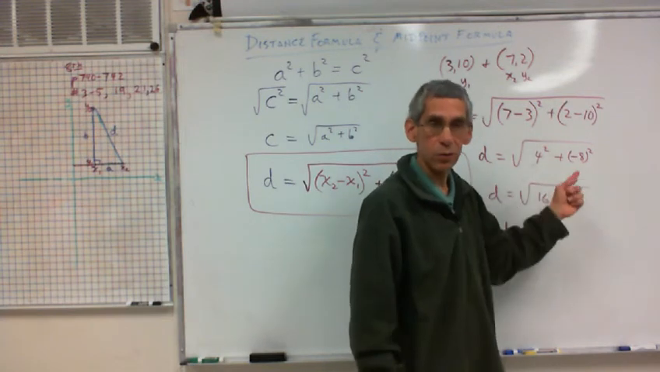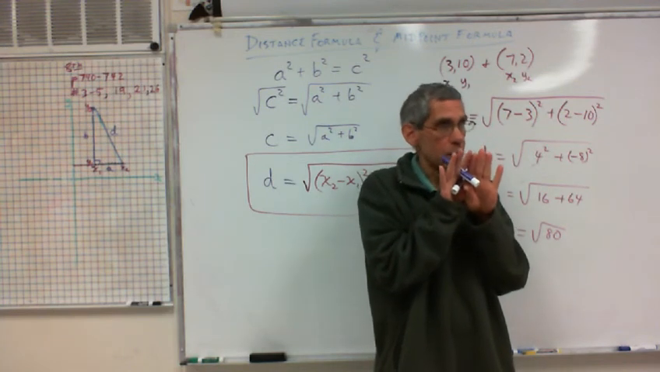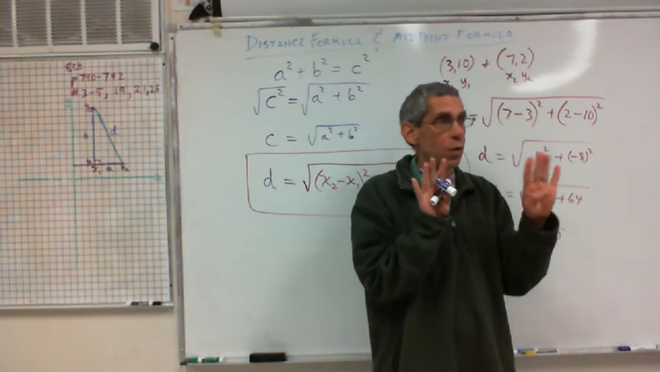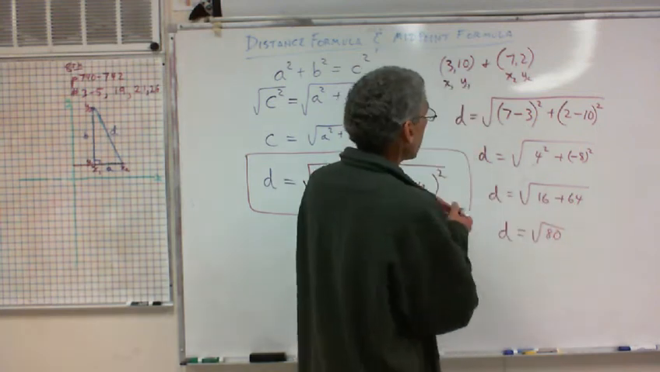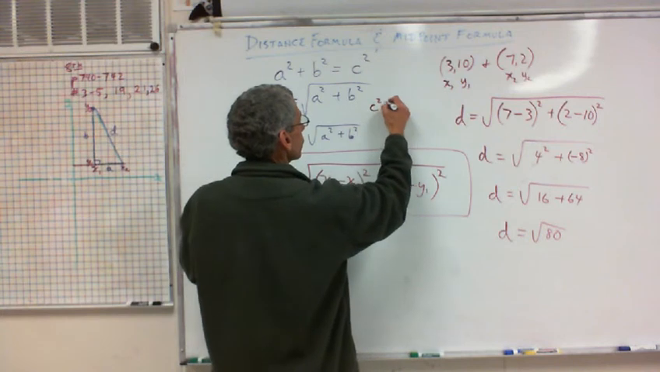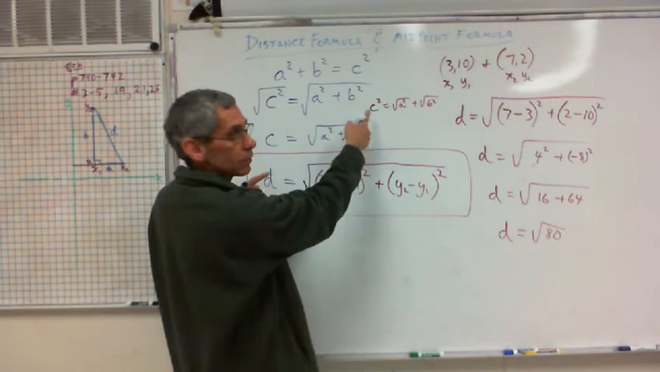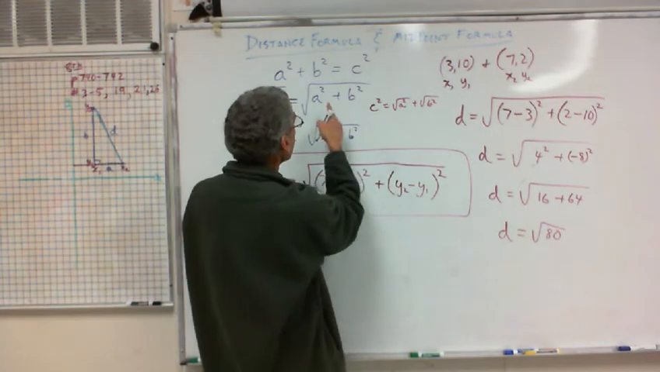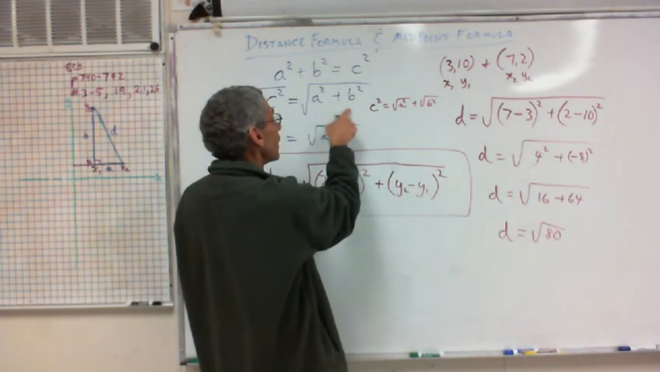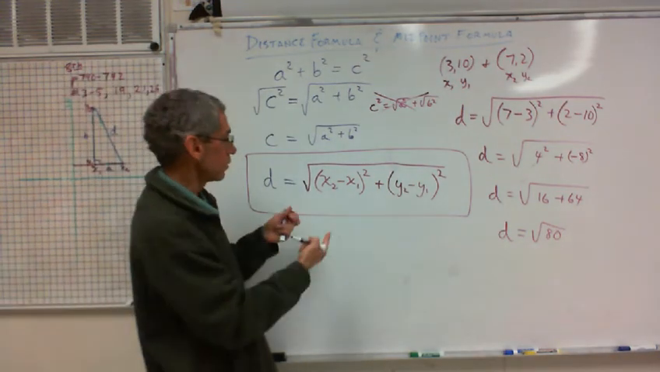The square root applies to things that are being multiplied or to a final value. But when you put a plus sign between two numbers, you can't take the square root of each one separately. This is not the same as saying c squared is equal to the square root of a squared plus the square root of b squared. It's the square root of the sum of these, not the square root of this plus the square root of this. Okay, does that make sense? So it's just following this formula.